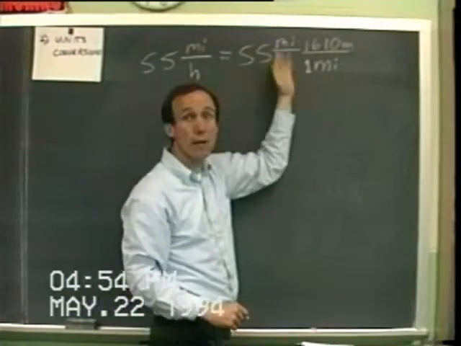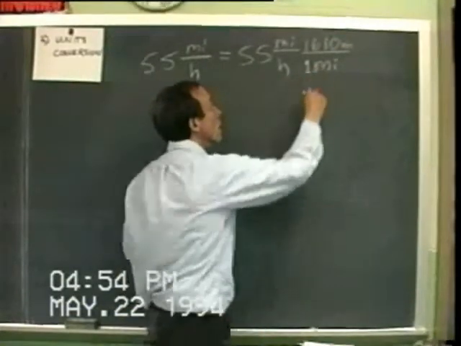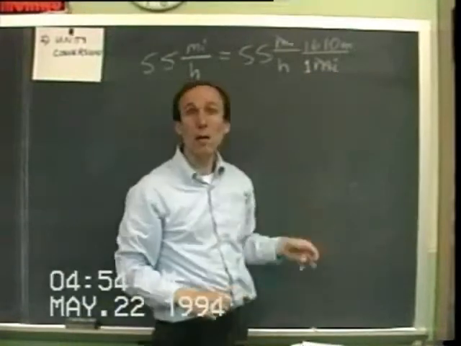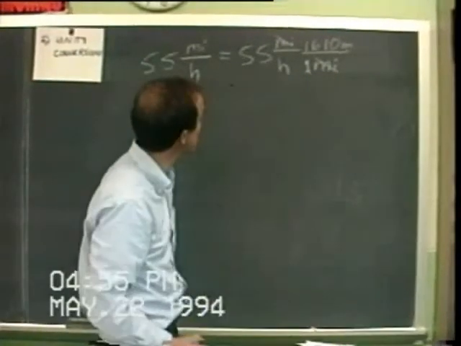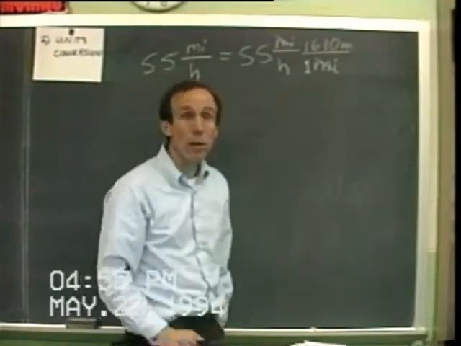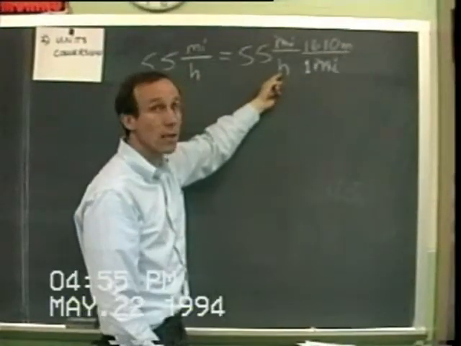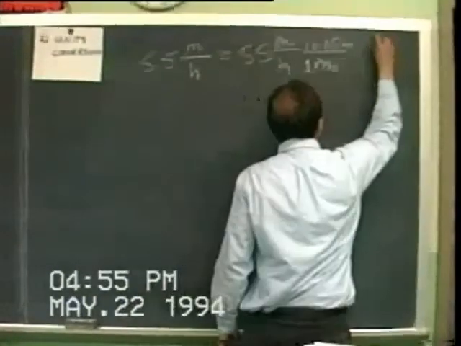I haven't changed the value of the whole thing. But since I get the miles on the bottom, a mile divided by a mile, that's also just 1. I can cancel those, and I've gotten rid of the miles in favor of meters. Now I've got to get rid of the hours. I'll put an hour up top here.